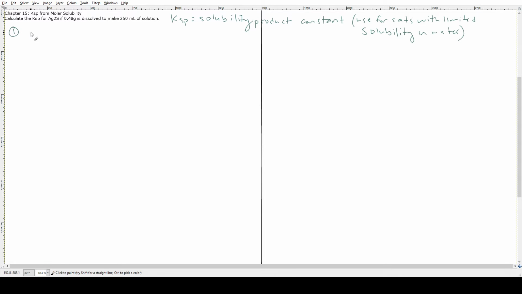So step one is to identify our major species. And there's really only one option. That makes life easy. Ag2S, and we know it is a salt because we have a metal with a nonmetal. Again, either one of those could be replaced with a polyatomic and it would still be a salt. All right, now, as usual, we're going to write out the reaction.